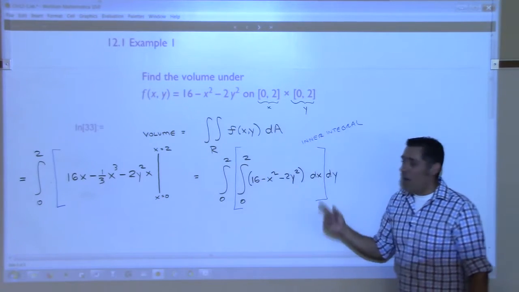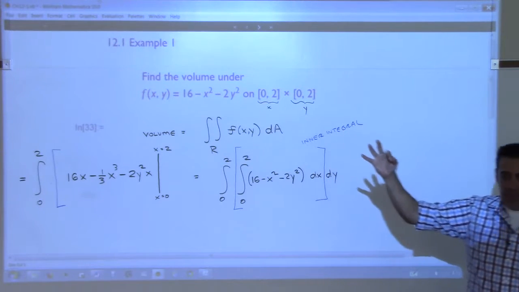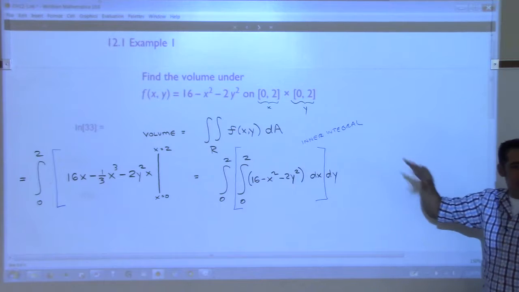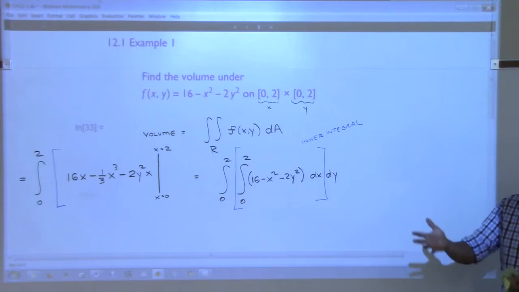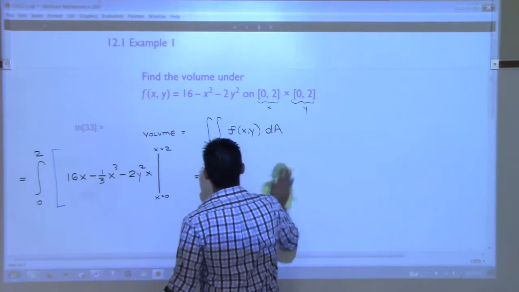Now we're going to have x, y, and then after 12.3 and 12.4, we're going to go to triple integrals. You have x, y, and z, so you have to know exactly what you're plugging in for. Right? All right, let's keep rolling here.